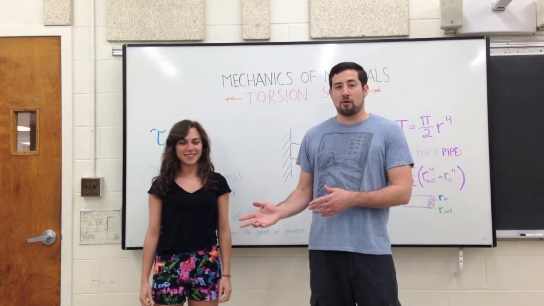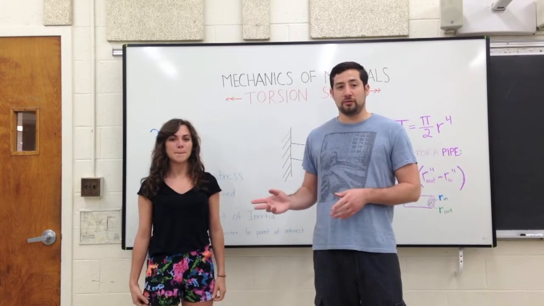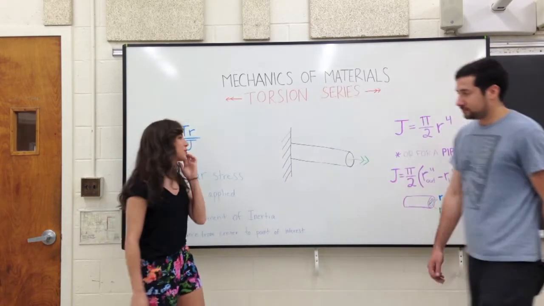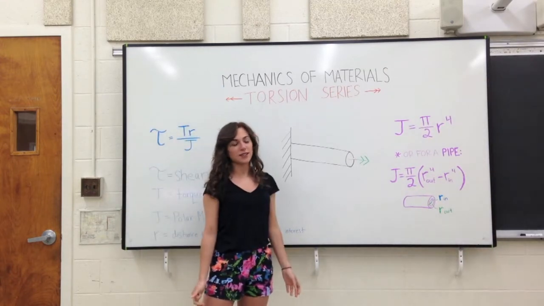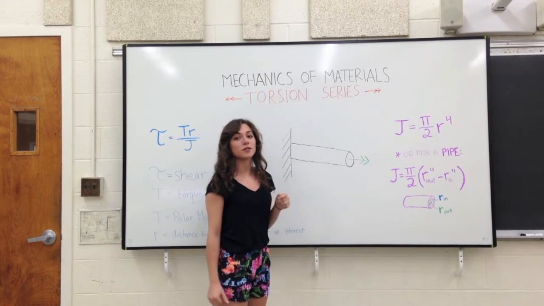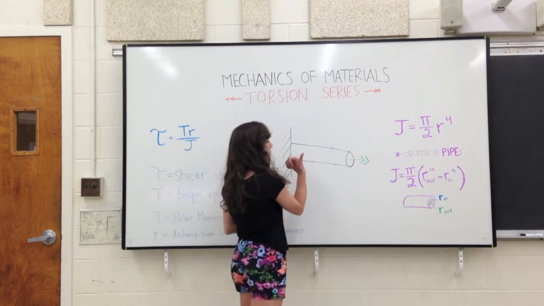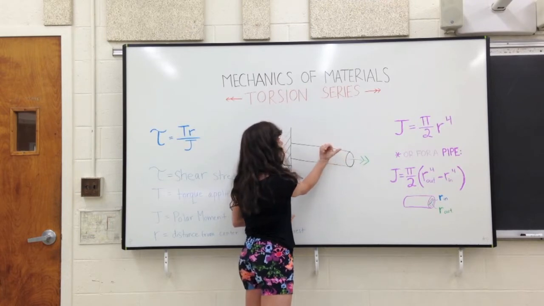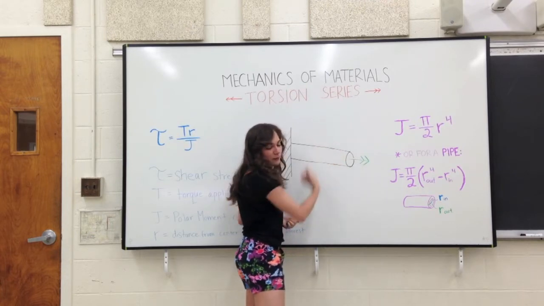She's first going to go over the formulas that are mainly used in torsion, and then I'm going to go through an example. Torque is the moment that twists an object. Torque is shown by a double arrow. We use the right-hand rule to determine the direction of the twist. For this example, we point our thumb in the direction of the torque, and we curl our fingers to determine which way the twist will occur.